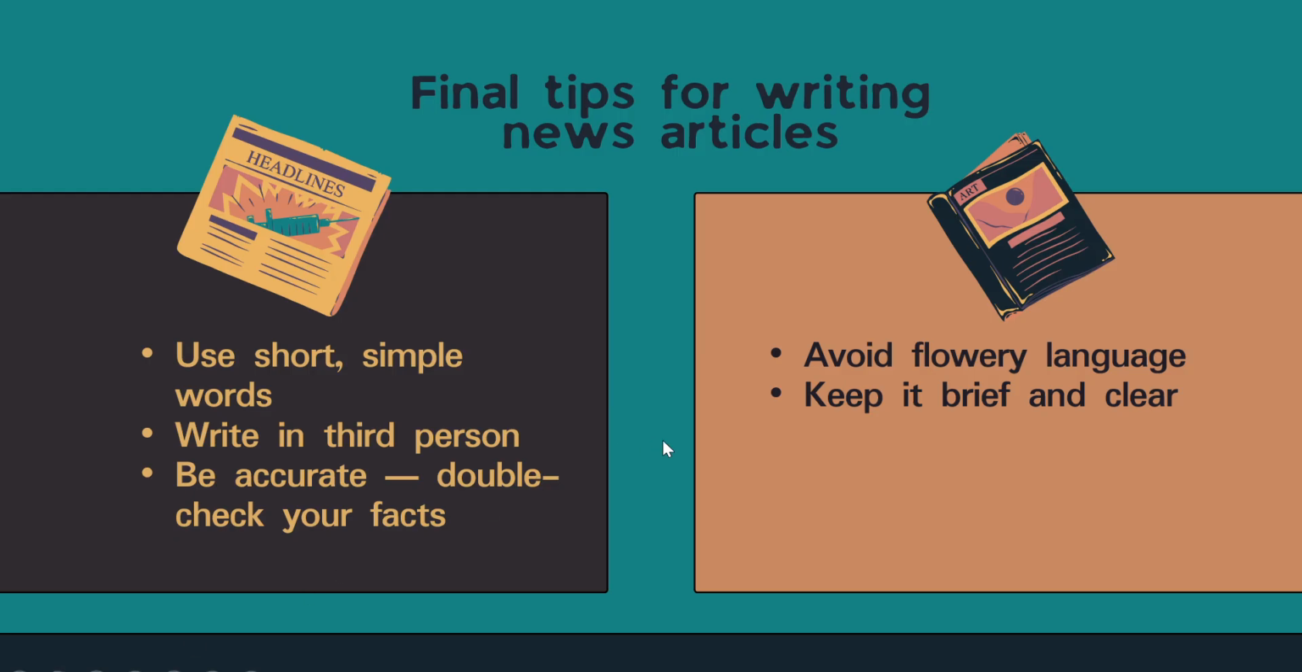Now, for the final tips for writing a news article, here are some quick reminders. I hope you're listening. Firstly, you have to use short, simple words. You have to write in third person, he, she, right? Be accurate. You have to double check your facts. Avoid flowery language. And lastly, keep it brief and clear.